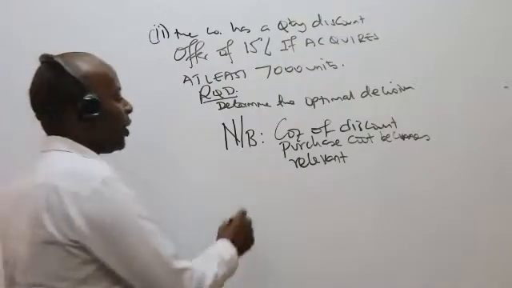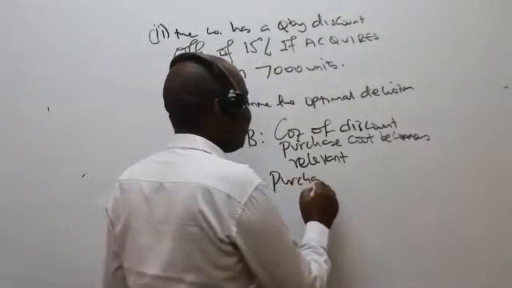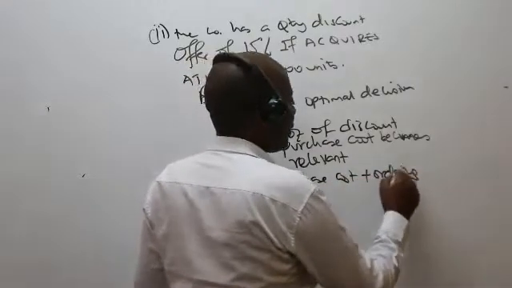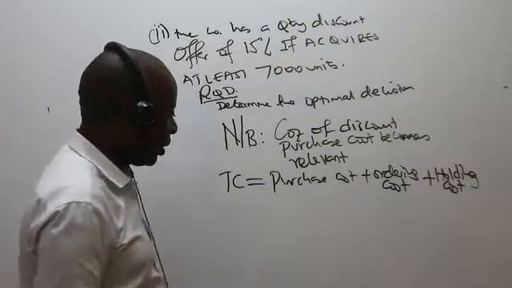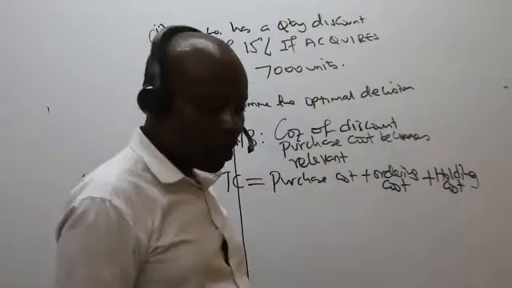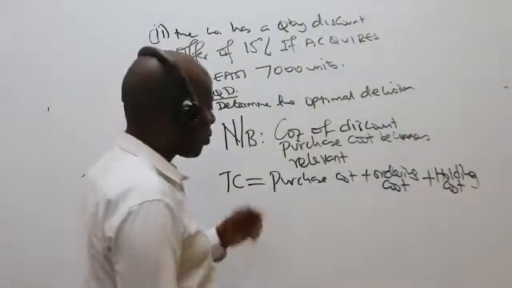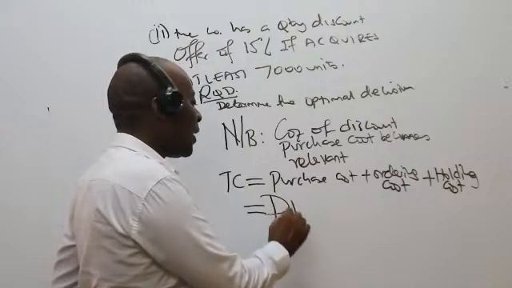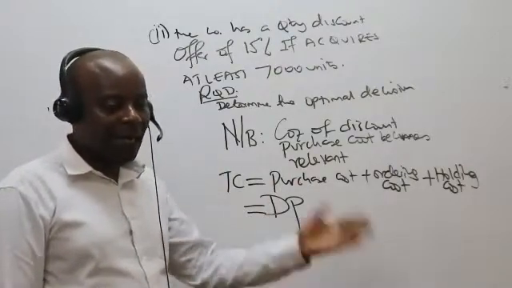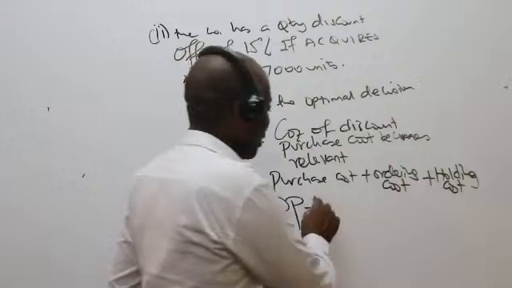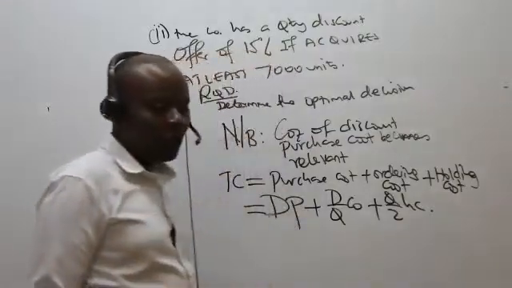Now, ladies and gentlemen, what we will do here is write the formula of total cost. Total cost equals purchase cost plus ordering cost plus holding cost. How do we get purchase cost? It is DP, plus ordering cost, which is D over Q times CO, plus holding cost, which is Q over 2 times HC, like that.